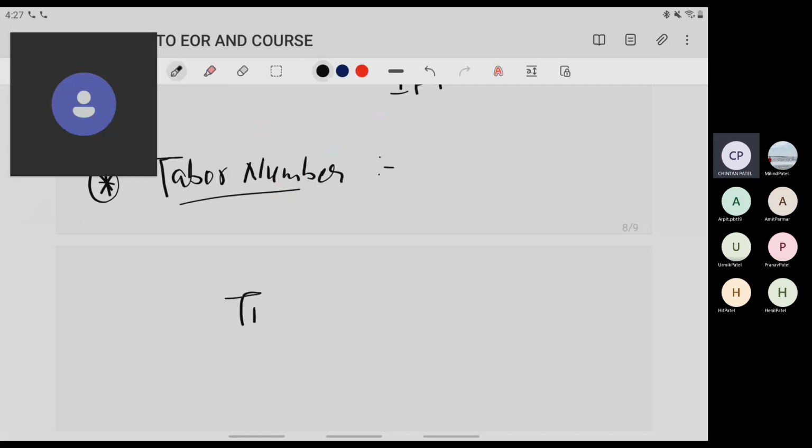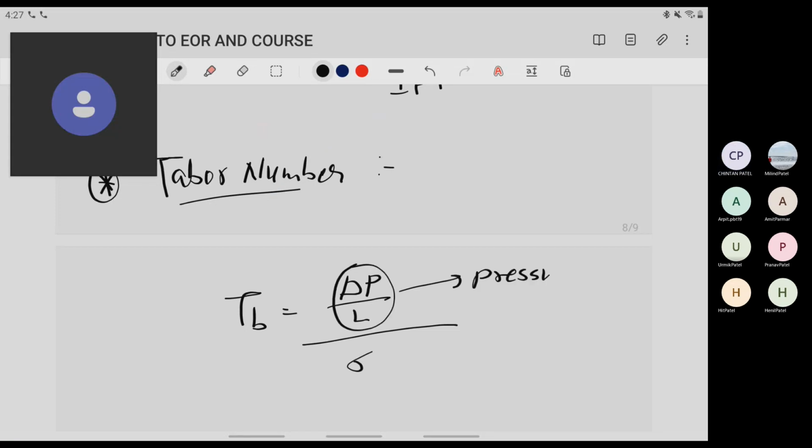The Tabor number is del P by L divided by sigma. Okay, it's a pressure gradient, and sigma is the interfacial tension. These numbers are important, okay, guys.